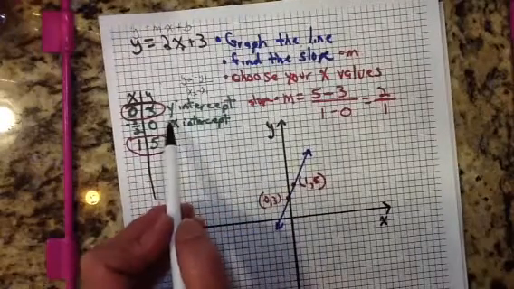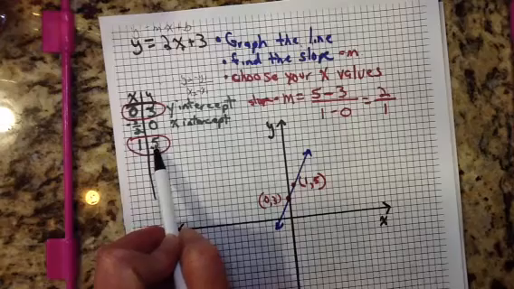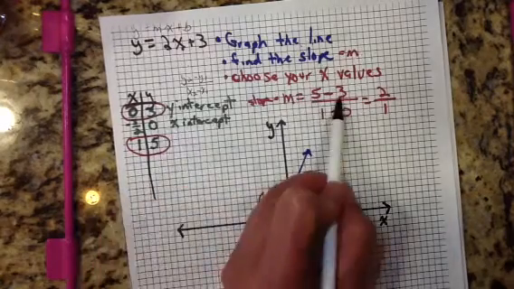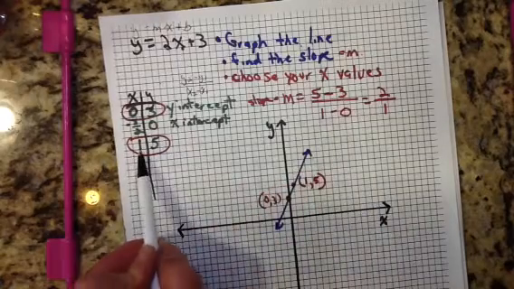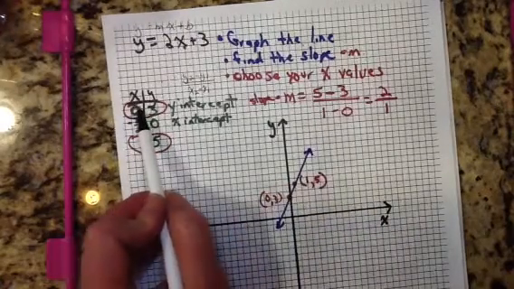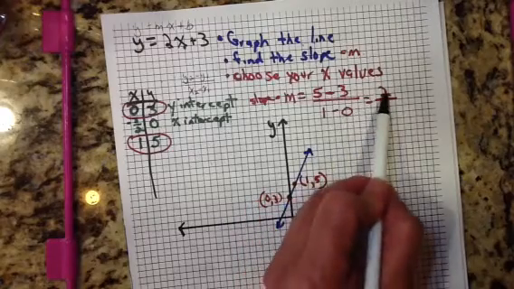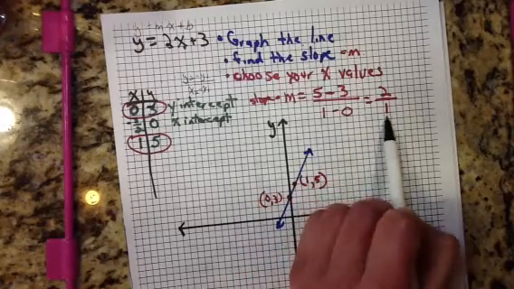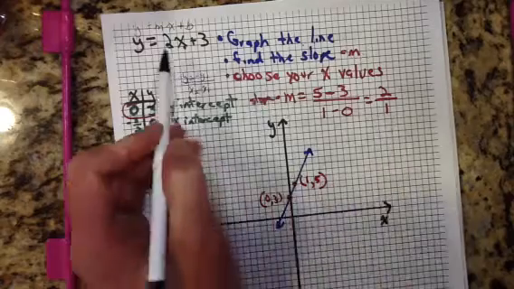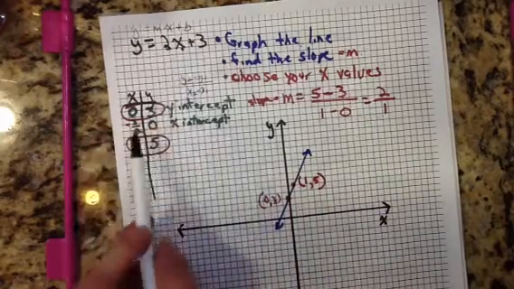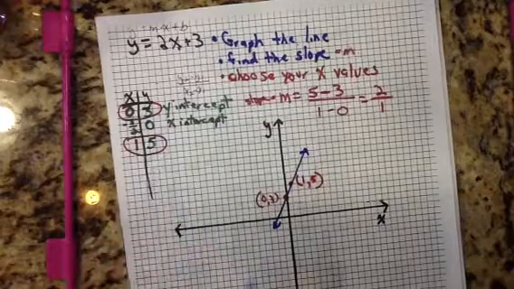But anyway, I'm going to make this my second one, 5, minus my first one, 3, and then 1 minus my first one, 0, and then I end up with 2 over 1. And that is the slope in the formula, but I proved it with my point values.